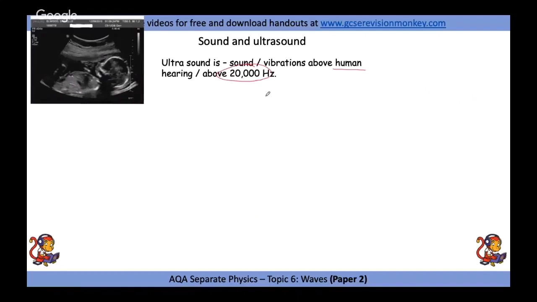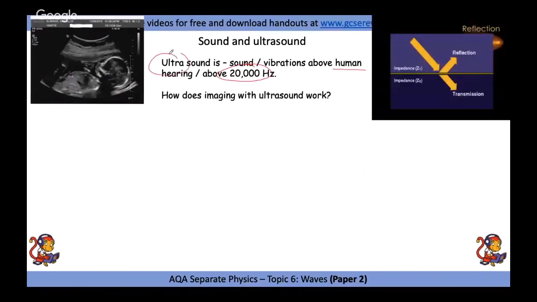Okay, sound and ultrasound. So ultrasound is any sound or vibration above human hearing or above 20,000 hertz. You can answer either one of those, and it will get you the mark for what is it. Ultra kind of gives you the clue there, meaning above. How does imaging with ultrasound work?